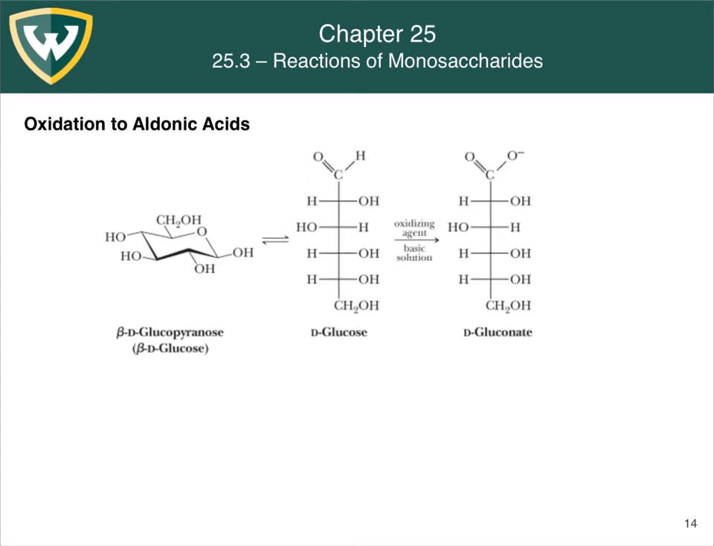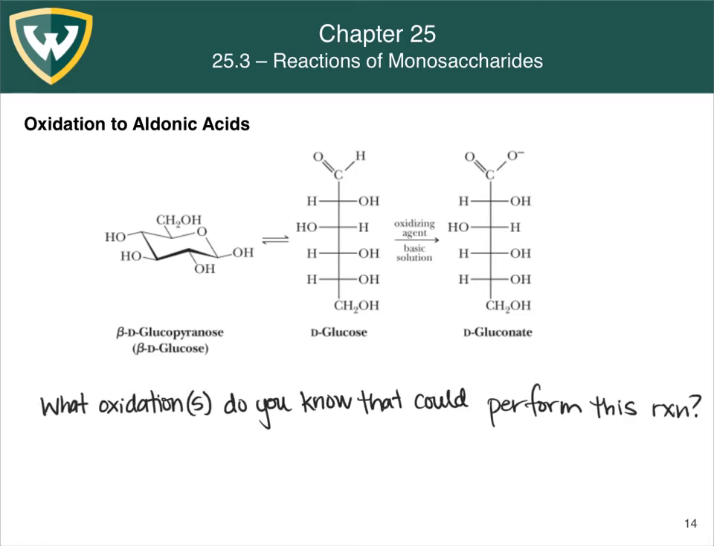In a basic aqueous solution, aldoses can be oxidized to aldonic acids or uronic acids. The aldonic acid, which is what we're seeing on this slide, will involve first hydration of the aldehyde, followed by oxidation of that hydrate to form the carboxylic acid. Due to the basic reaction conditions, this carboxylic acid will be rapidly deprotonated to form the carboxylate. Then an acid workup would be required to isolate this carboxylic acid. So pause the video for a second and think about what oxidations you know that could perform this reaction.